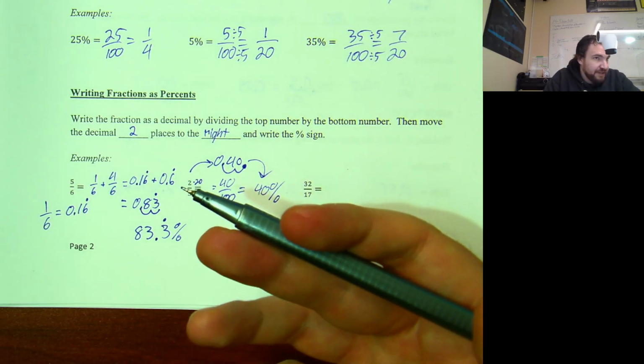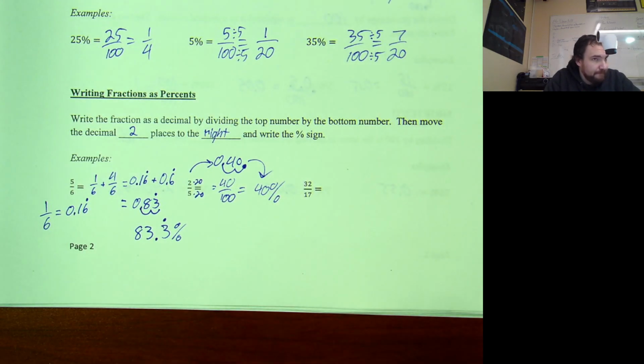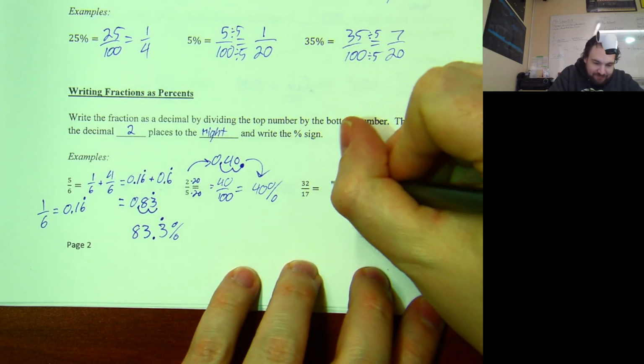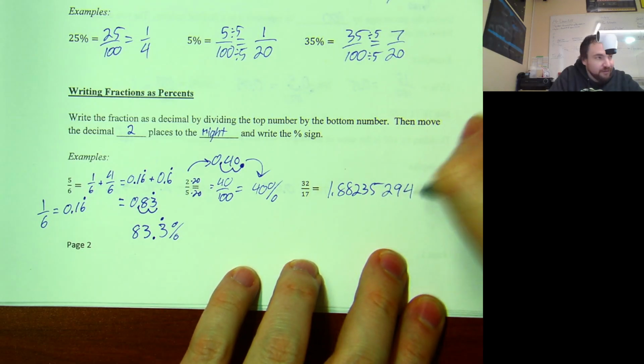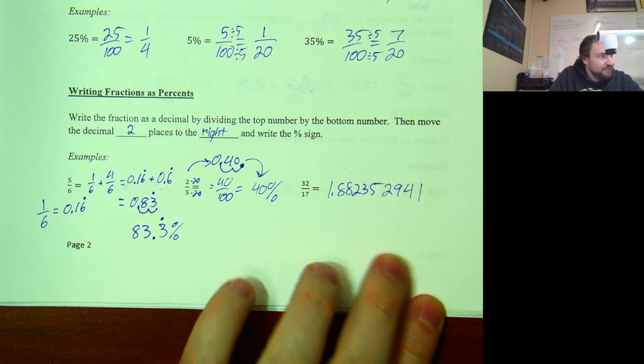And then everyone knows their 17th fractions, right? Yeah, totally, right? Grab a calculator. On something as gross as this, I'm going to tell you to grab a calculator. We're going to divide the top number by the bottom number. I mean, I could get you to long divide this thing, but it's awful. What's 32 over 17? What's 32 divided by 17? 1.88235. Keep going. 2941. Does anyone's calculator go further?